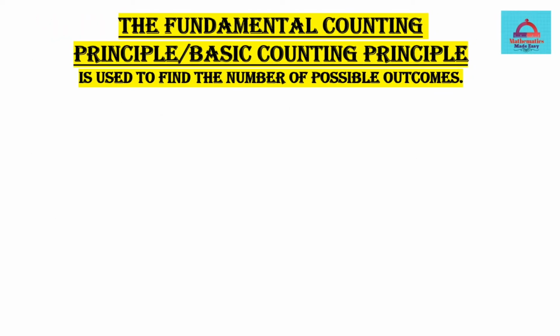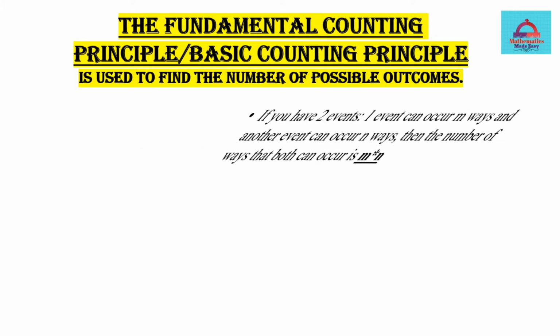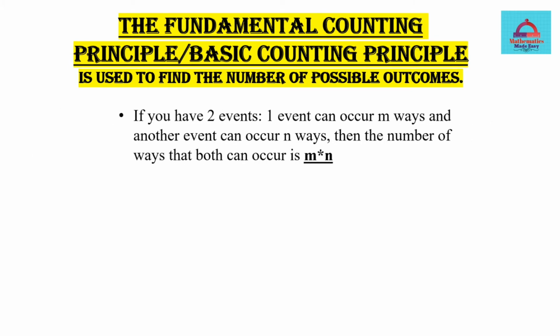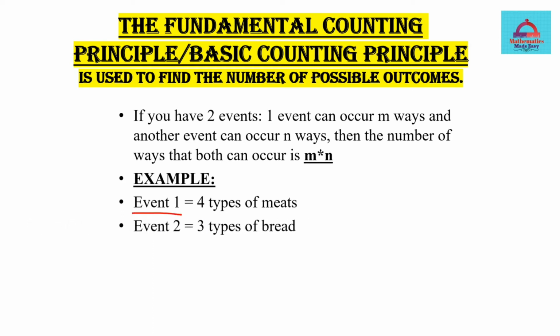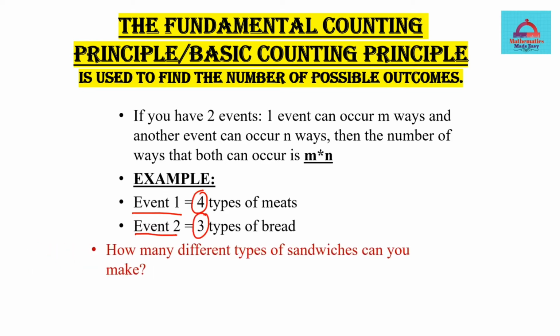To find the number of possible outcomes, if you have two events, for example, and one event can occur in m ways and another one can occur in n ways, then the total number of ways in which both of them can occur is m multiplied with n. Let's take an example. For example, we have an event 1 which has 4 types of meat, so 4 possible outcomes to choose. Then event 2 which has 3 types of bread, so 3 possible types of outcomes to choose.